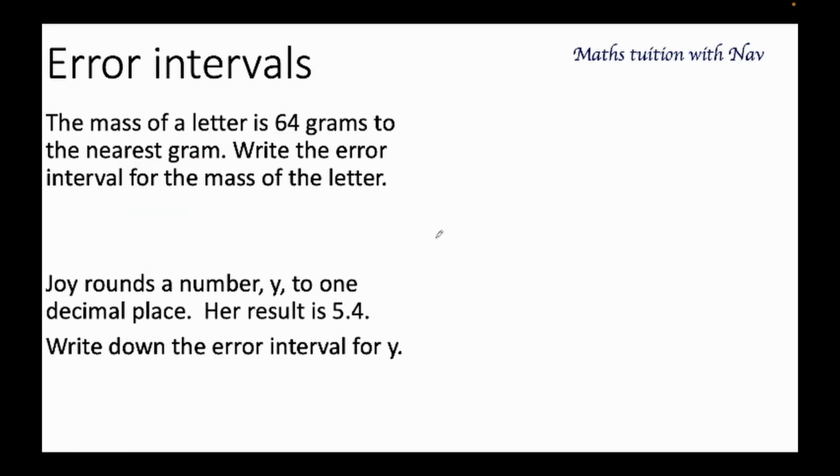The way we're going to do that is we're going to start off by writing mass, because we're talking about the mass of the letter. We're going to write the smallest number it could have been on this side and the biggest number it can stretch out to on this side. So the smallest number this could have been is 63.5, and I want to include that. 63.5 is smaller than or equal to mass. So that's the smallest number it could have been.